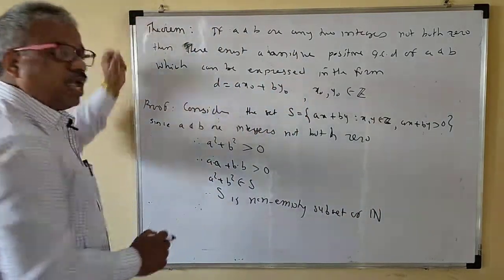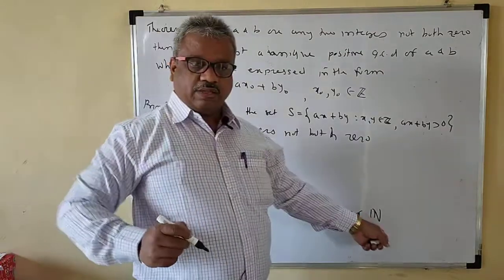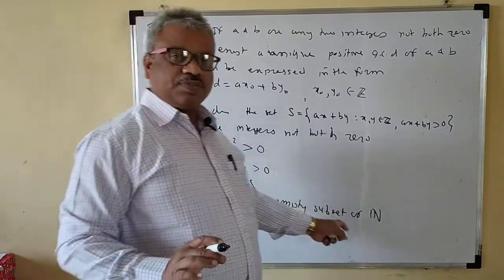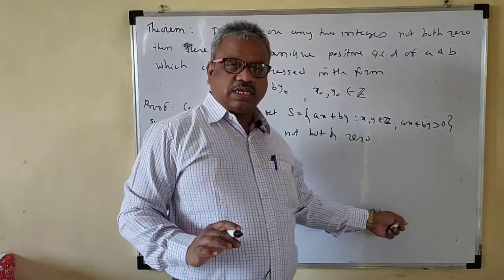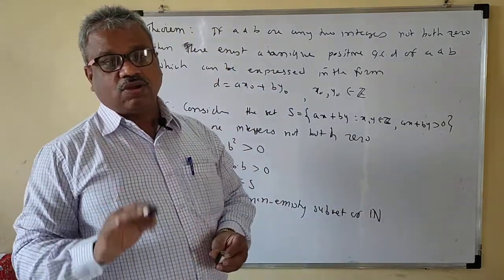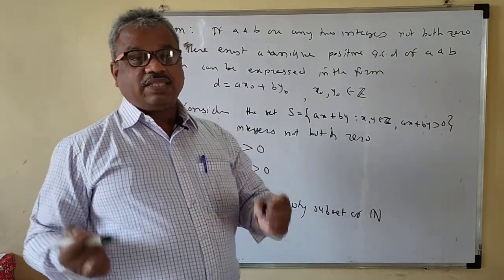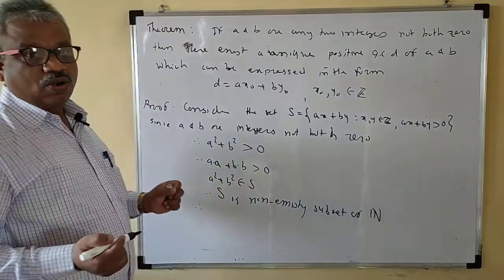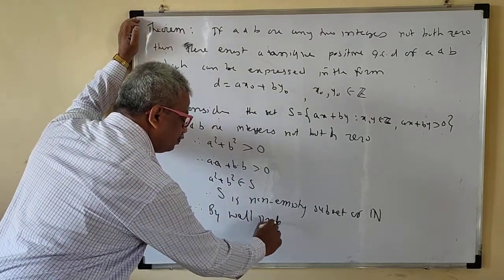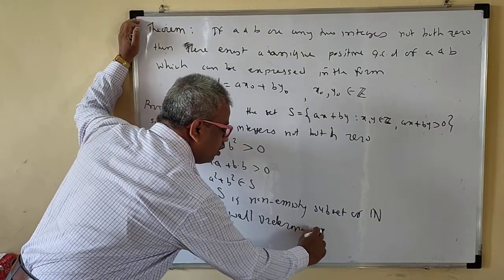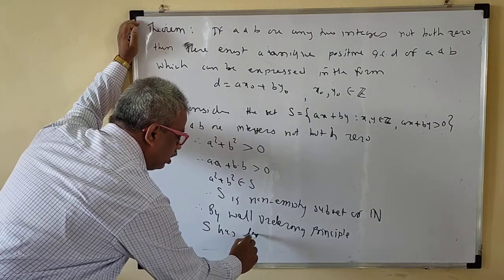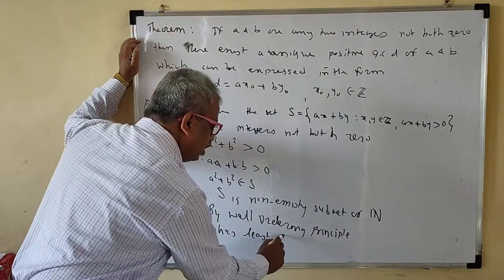So we know that any subset of the positive integers, union 0 is also there, right? So any non-empty subset of the positive integers has a least element. We have seen that by the well ordering principle. Therefore, by the well ordering principle, S has a least element. Least means smallest element.